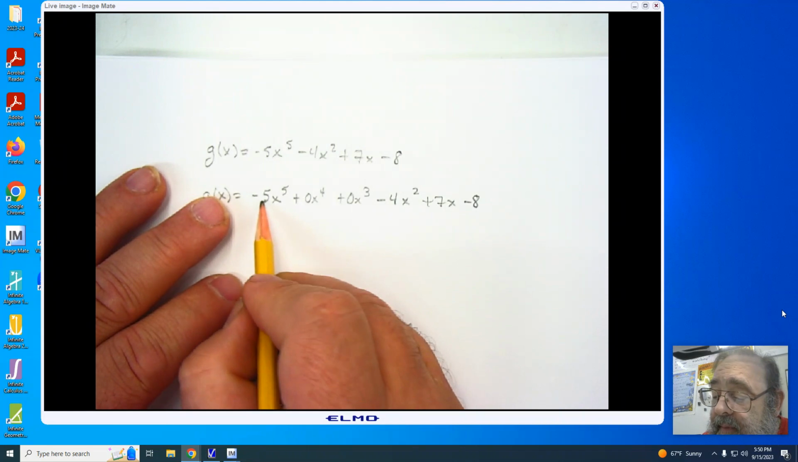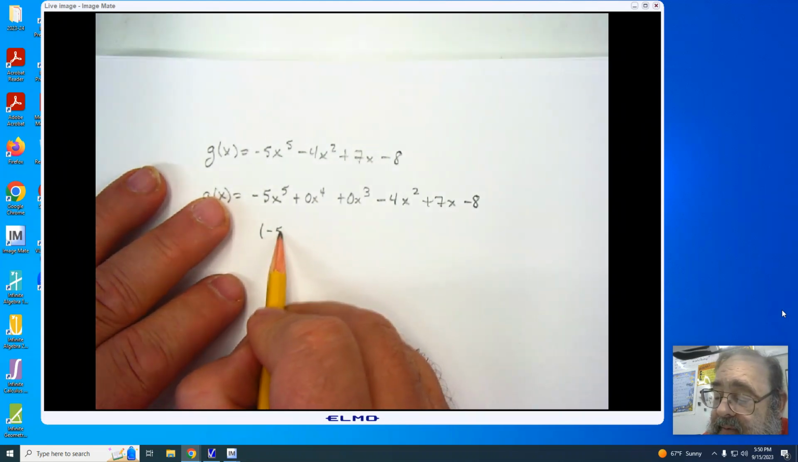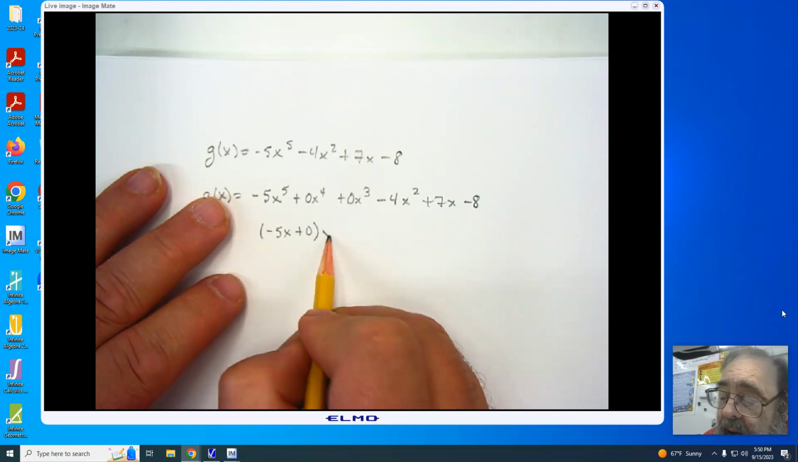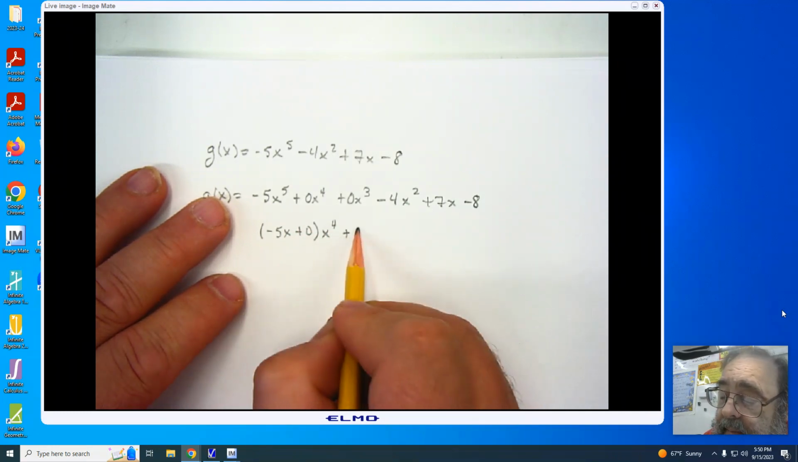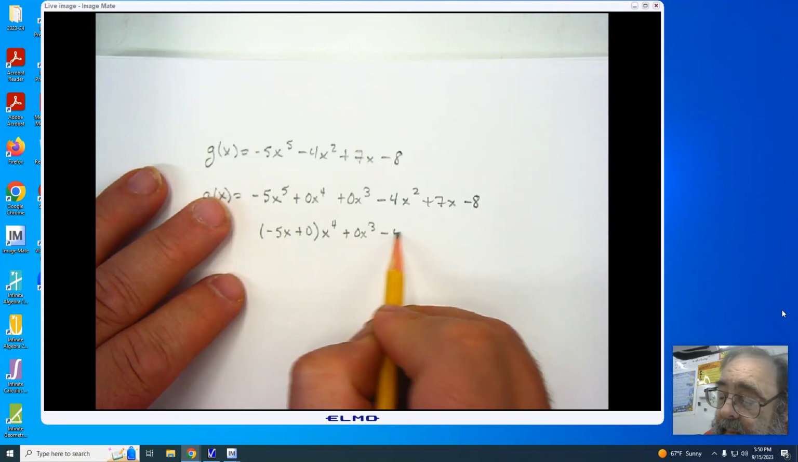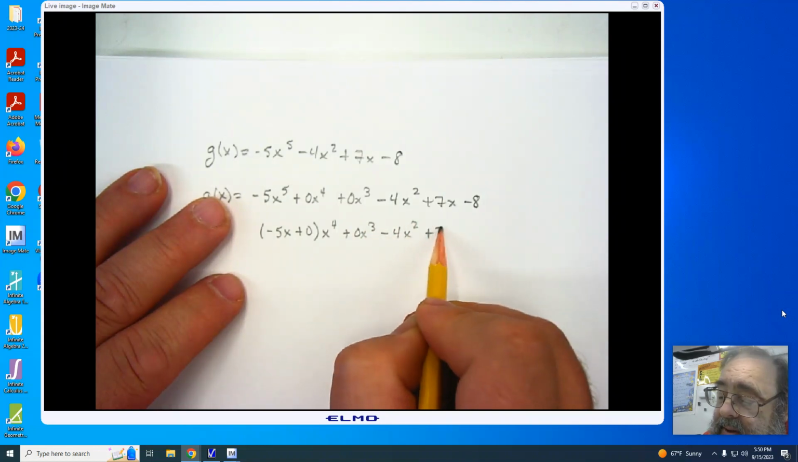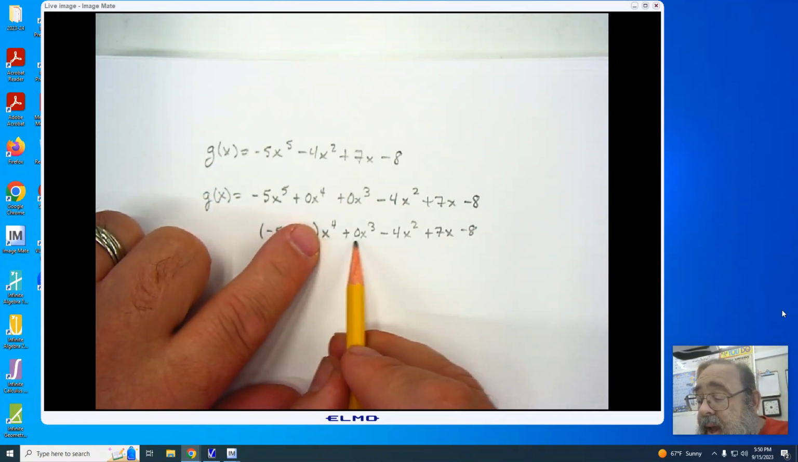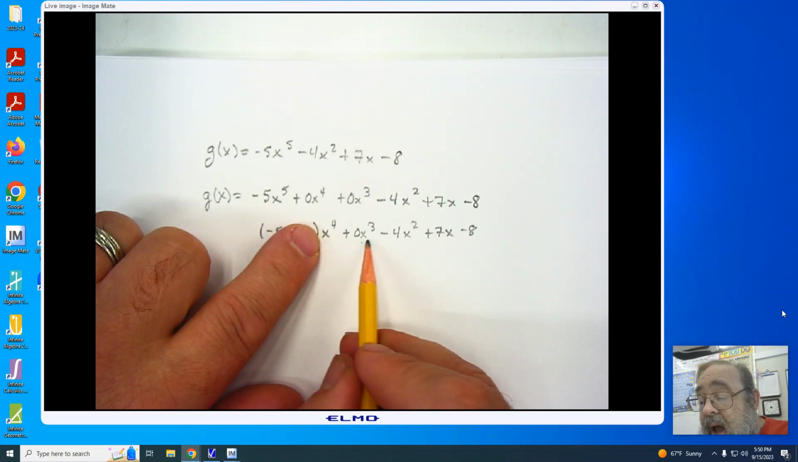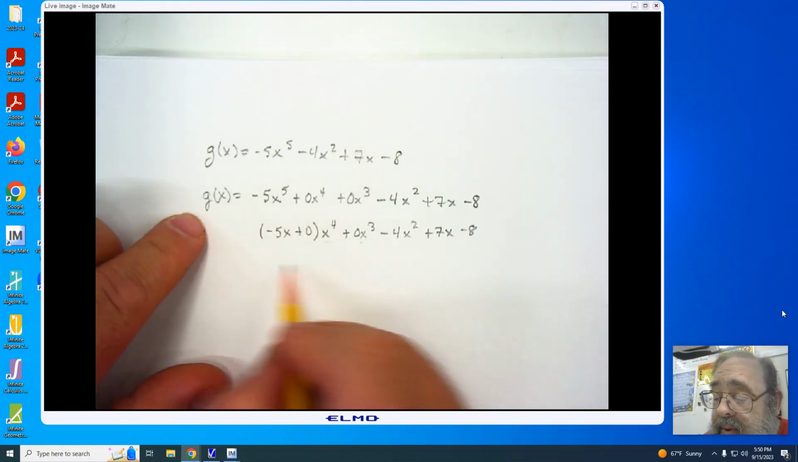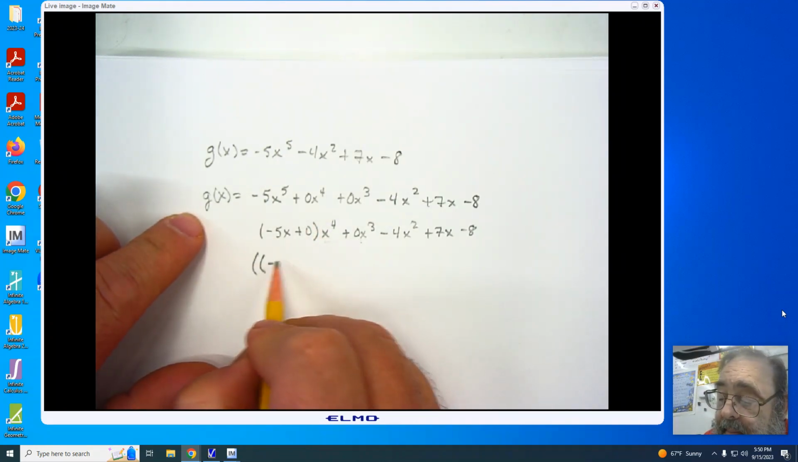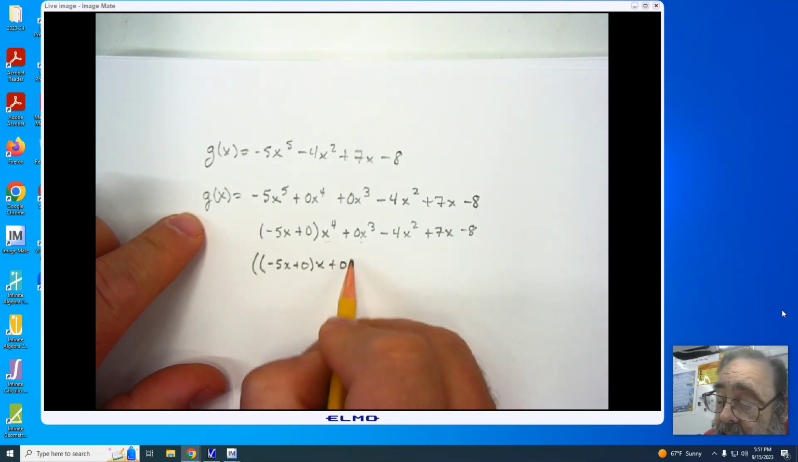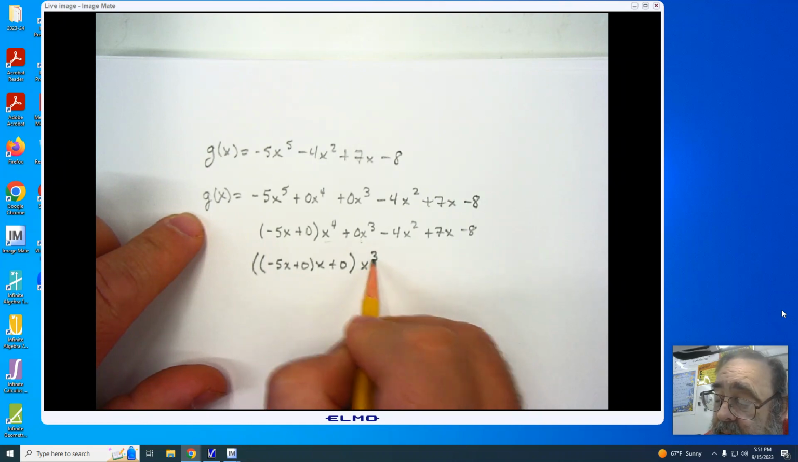So of the first group of factors, minus 5x to the fifth and 0x to the fourth, I can factor out an x to the fourth. I'm going to make sure I write everything else down. I'm now going to look between x to the fourth and x to the third. You'll notice I can factor out an x cubed. So I'm looking at minus 5x plus 0, x plus 0, and now x cubed.